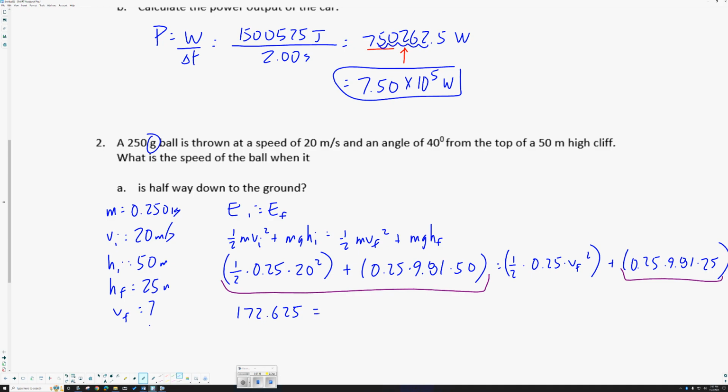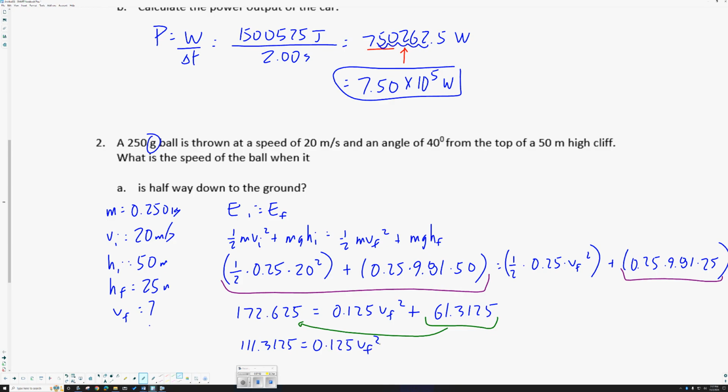Then I actually said 1/2 of 0.25 is 0.125. And then I calculated 0.25 times 9.81 times 25, and I got 61.3125. Now it's a little bit simpler here. Now let's take this term over to the other side by subtracting. Remember, we got to get rid of what's not attached first. So 172 minus 61 gives me 111.3125 equals 0.125 times VF squared.